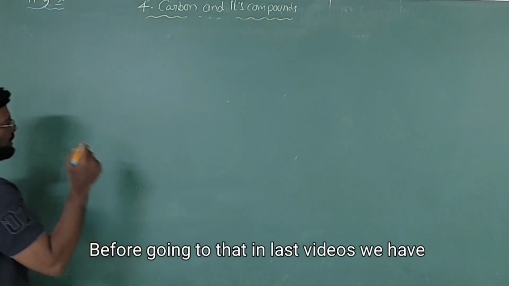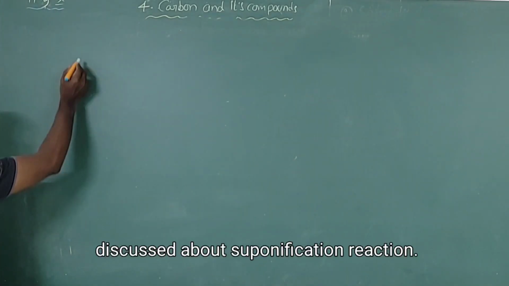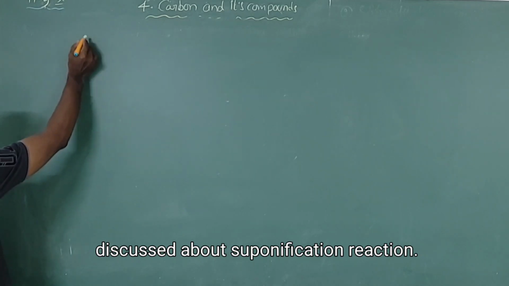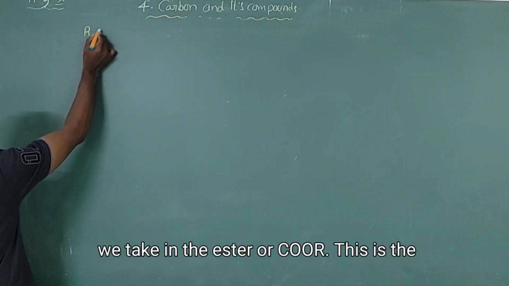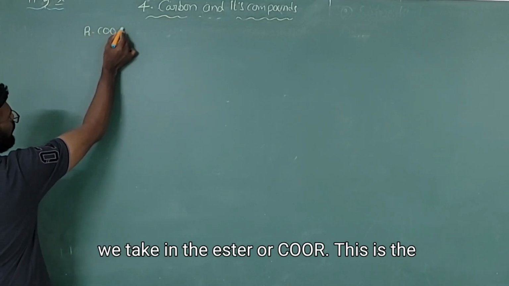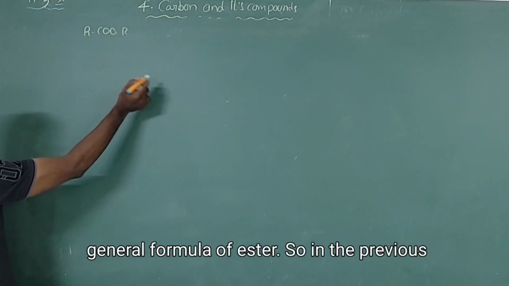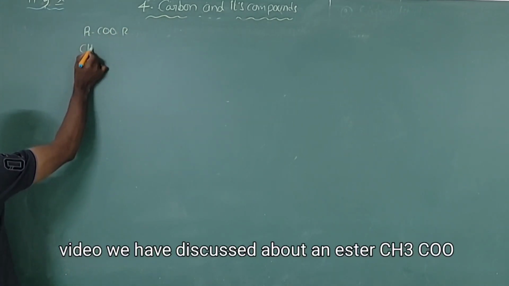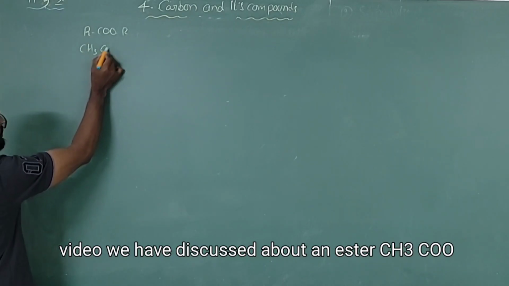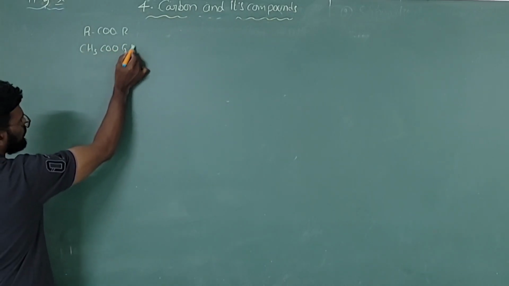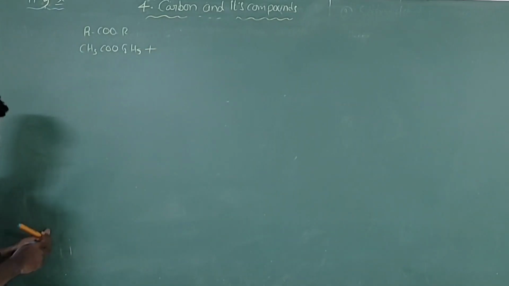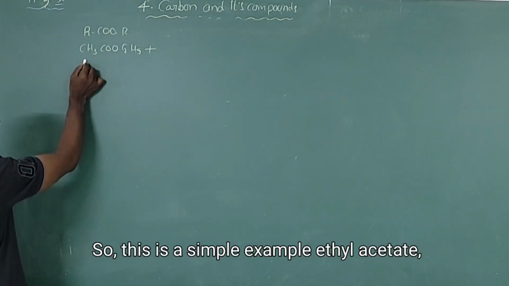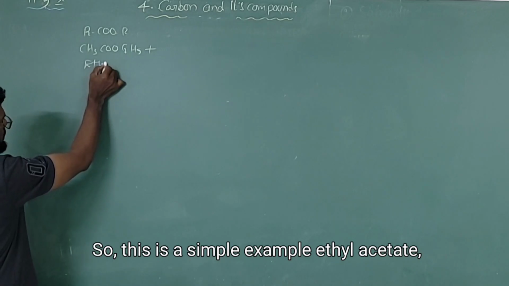Before going to that, in the last videos we discussed the saponification reaction, how soaps are formed. For example, take any ester, RCOOR, which is the general formula of an ester. In the previous video we discussed an ester, CH3COOC2H5. What is this name? Ethyl acetate. So this is a simple example. Ethyl acetate is an ester.